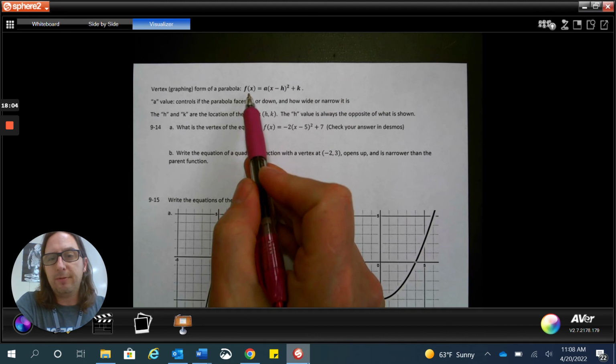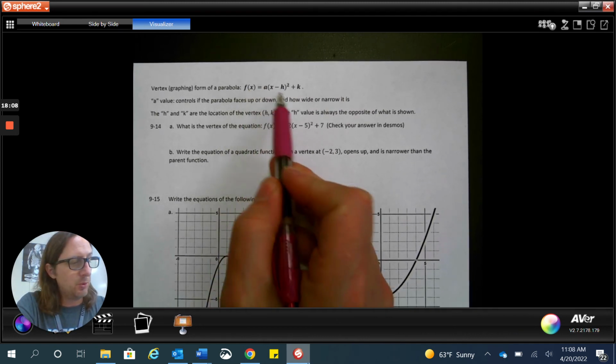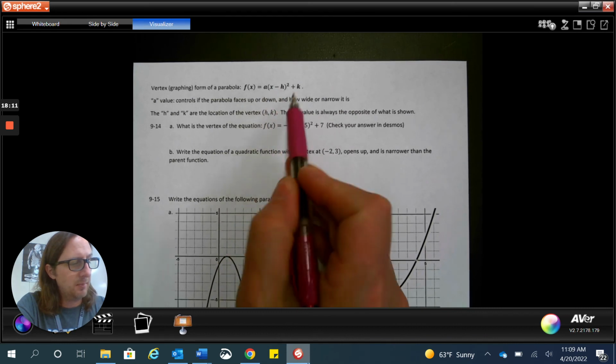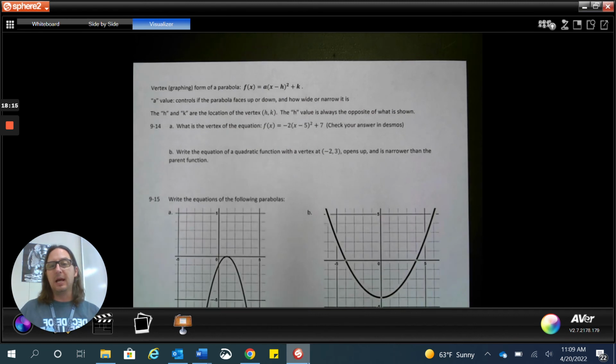The formula for vertex form is f of x equals a times the quantity x minus h squared plus k. The a value, remember, was that strength that controls if it faces up or down. So if it opens up, we're going to have a positive a value. If it opens down, we're going to have a negative a value.